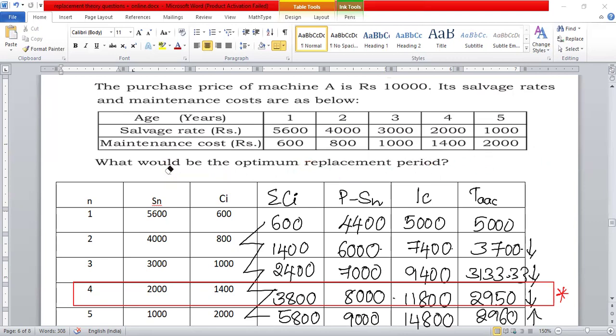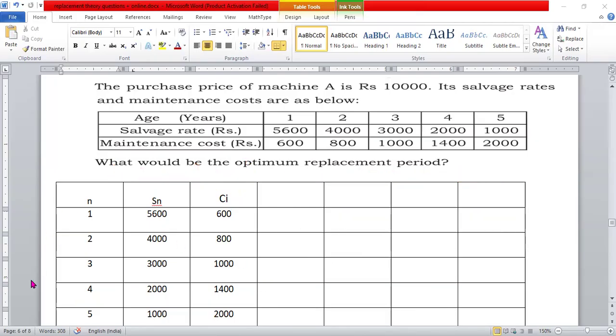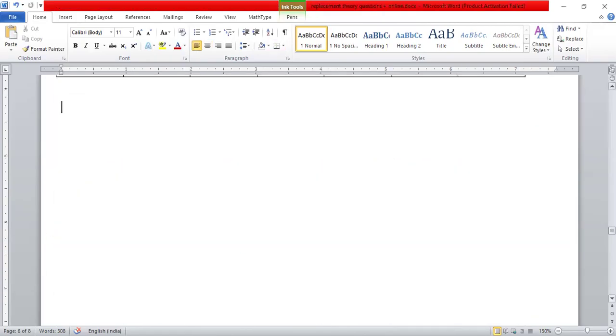So I'm going to write a comment here. You don't have space in the bottom. So at the end of 4th year, the machine should be replaced. Yes. This is the problem number 2 for the replacement problem, 3-row sums. So we'll go one more question to clear completely all doubts. Okay. Now we'll go to question number 3.